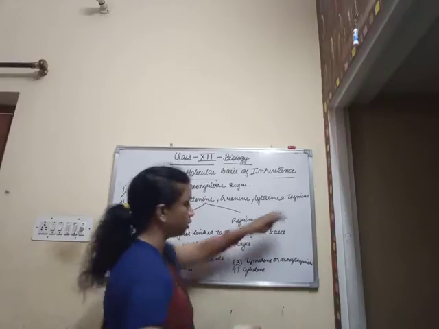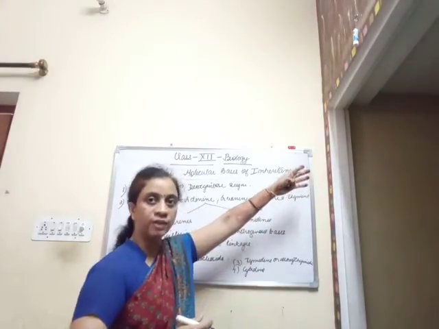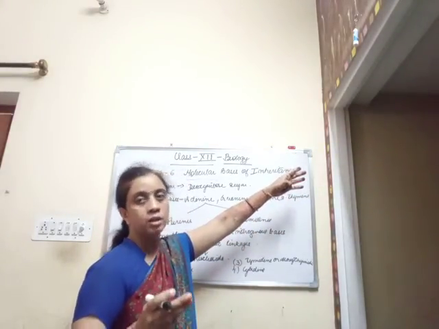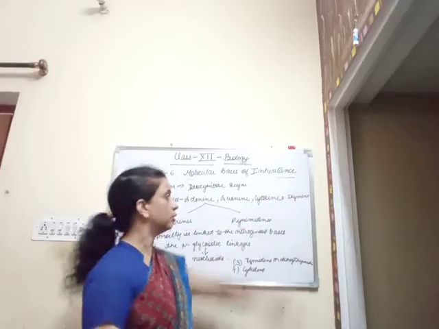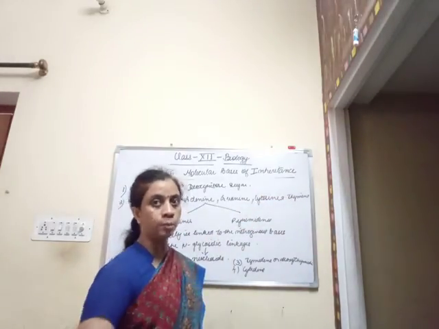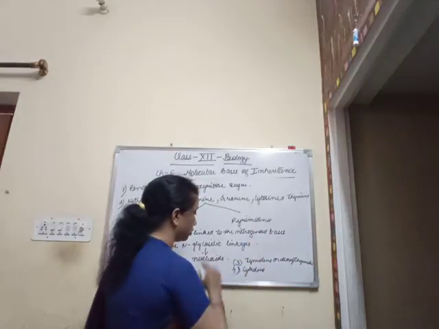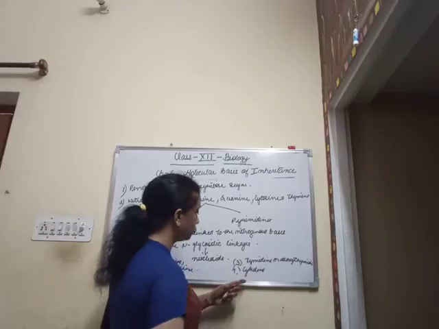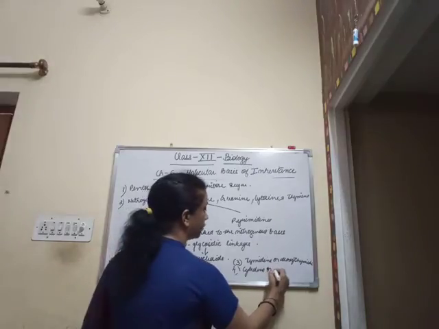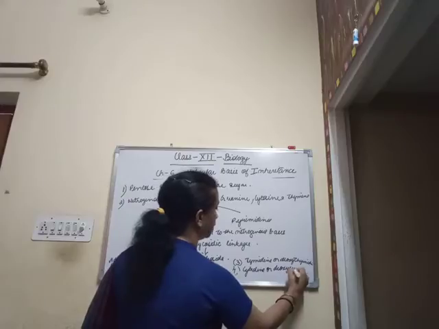Sorry, unknowingly I just wrote uracil over here. It is not uracil, it is thymine. In DNA we find adenine, guanine, thymine and cytosine, and uracil is present in RNA, as I have already told you in my previous video. Sorry, it was wrongly written. Okay, so the next is cytidine or deoxycytidine.